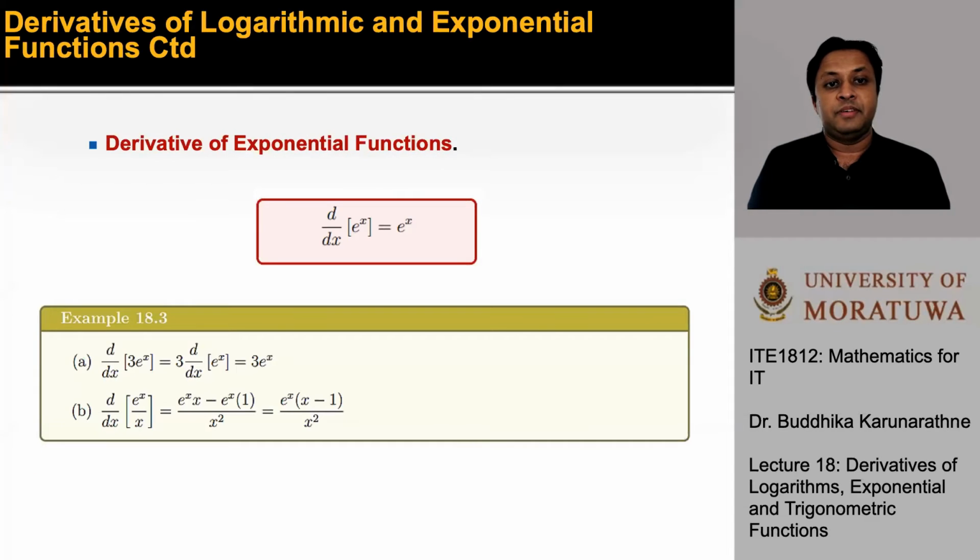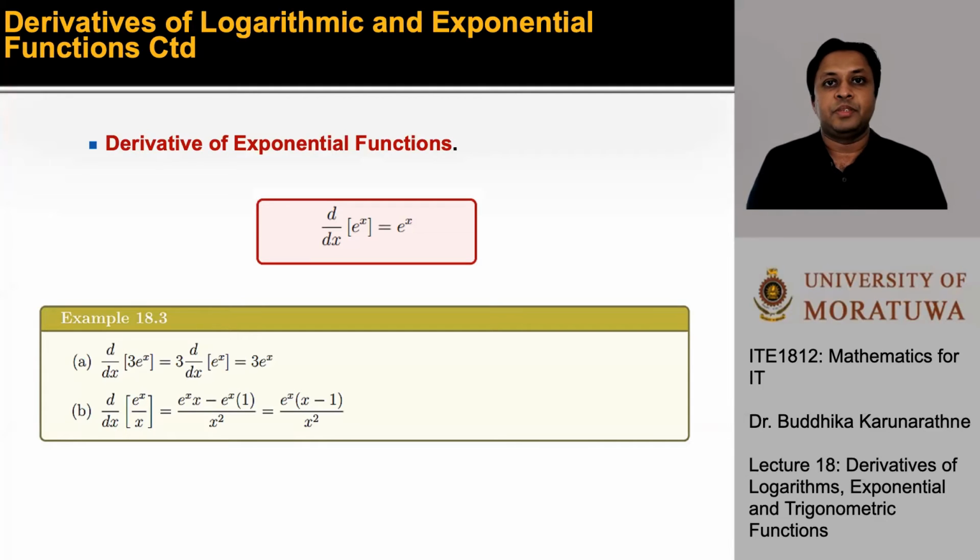Now we identify the derivative of exponential functions, specifically e to the power x. d over dx of e to the power x would be equal to e to the power x. It's a very important definition. So we'll take some examples.